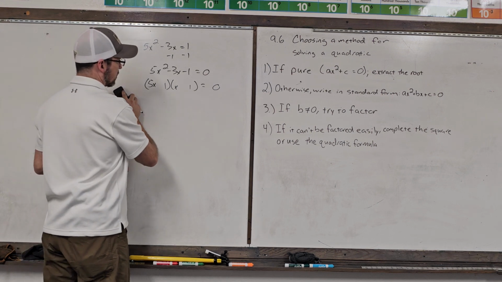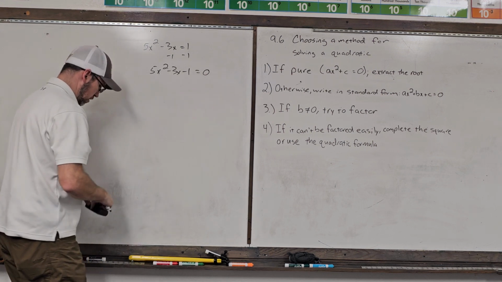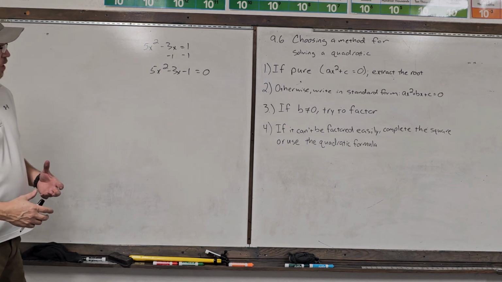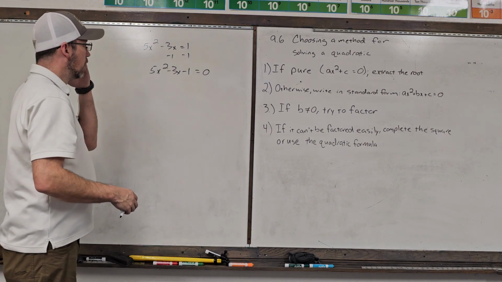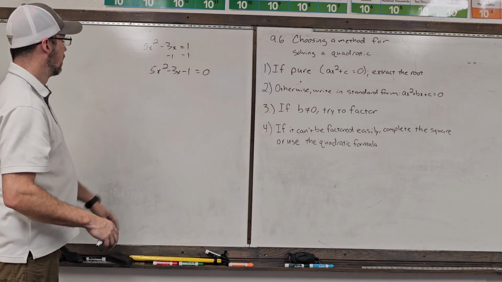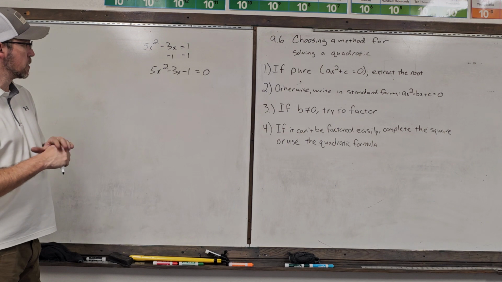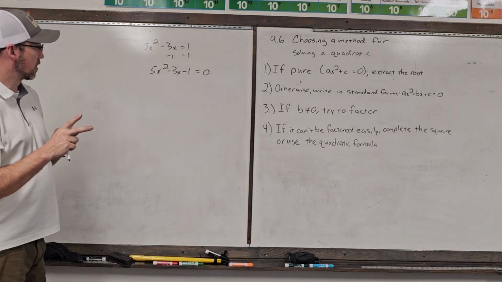So at this point, since it's not going to factor easily, I need to decide, do I want to complete the square or do I want to use the quadratic formula? The way I'm going to decide really easily, two things that I'm going to decide.